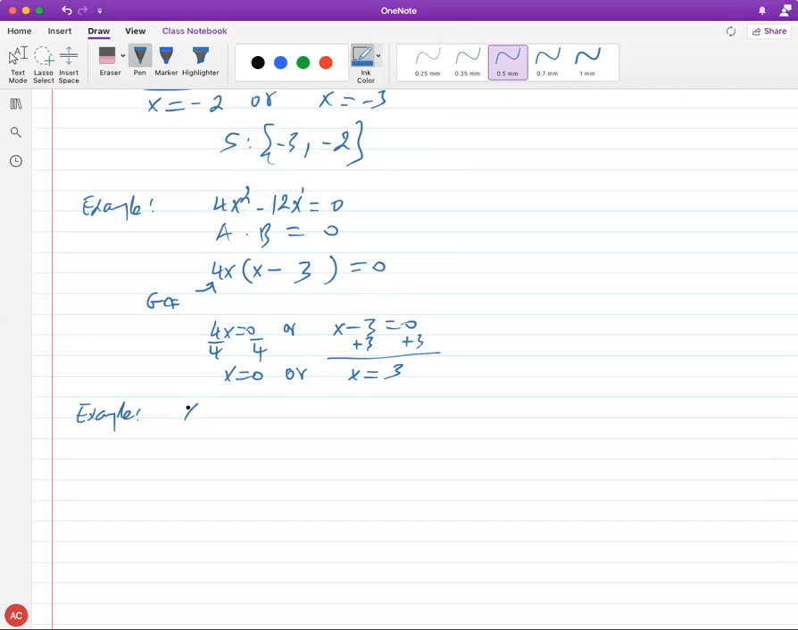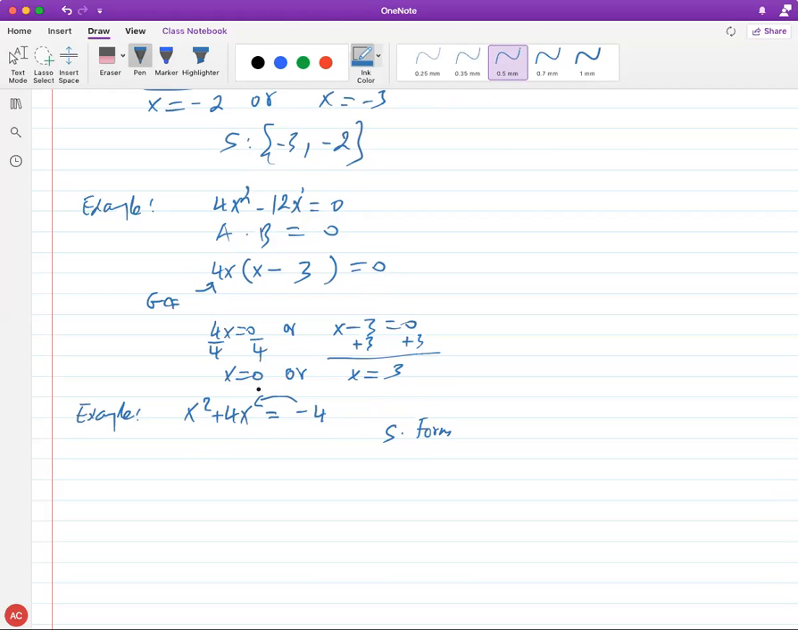Here's an example of one solution. Let's say x squared plus 4x, and let's say minus 4. So we want to solve this quadratic equation. What is the first step? Put it in standard form. That's right, it has to be in standard form. I'm just going to move this over to the other side to write this in standard form.